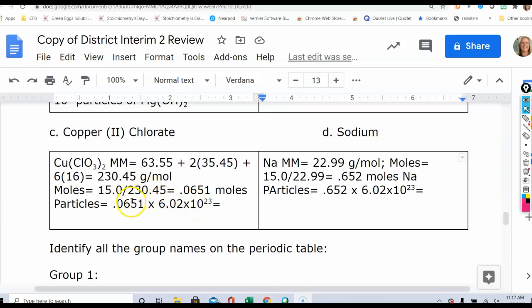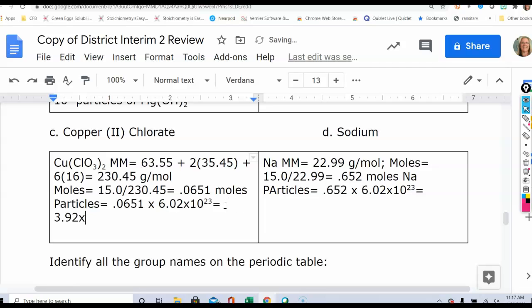Okay, so I calculated the moles when I divided 15.0 by the molar mass. I got 0.0651 moles. And then to find particles, I multiply the number of moles by Avogadro's number, and that gives me 3.92 times 10 raised to the 22nd power, and that's the number of particles of the copper 2 chlorate. I can repeat the same process for the sodium.